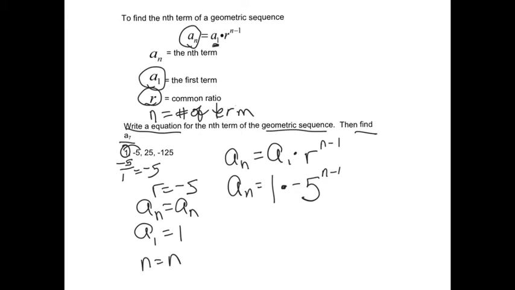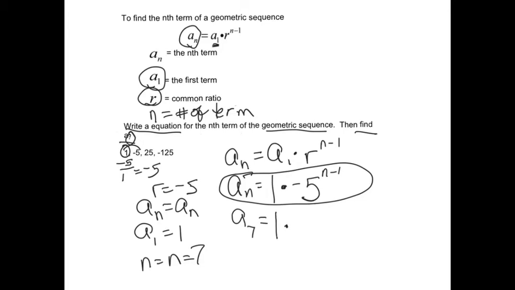So our first part is done. Now our second part is substituting n for which of our variables? Oh, you're so smart. I think I already told you. I think I said n instead of 7. So n equals 7 now. So a subscript 7, which means the 7th term, is 1 times -5 raised to the 7 minus 1 power. A subscript 7 equals 1 times -5 to the 6th power.